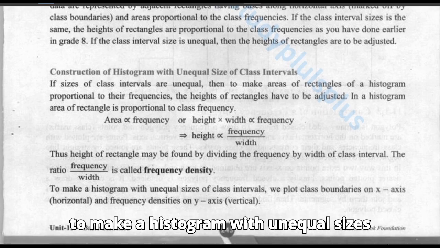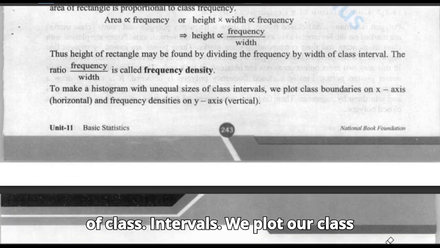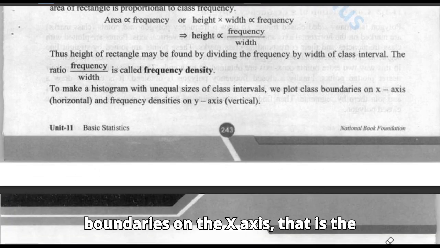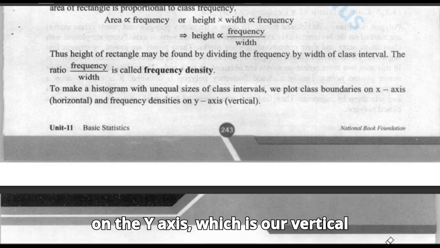To make a histogram with unequal sizes of class intervals, we plot our class boundaries on the x-axis, that is the horizontal line, and frequency densities on the y-axis, which is our vertical line.